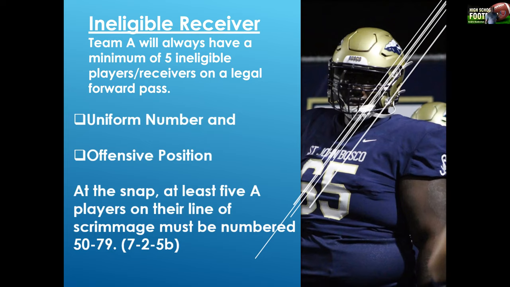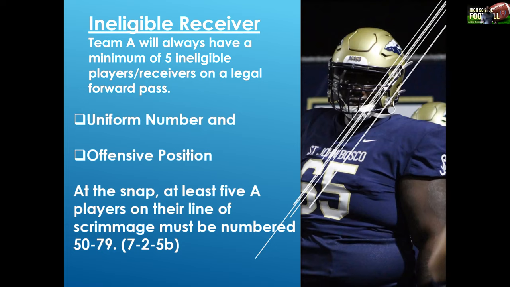Not saying they can't be a running back and get a handoff. Not saying you can't hand the ball to them forward if they're positioned as a legal back. But when it gets down to a forward pass, they're considered an ineligible receiver and can't be downfield when a pass is thrown, and go past the expanded neutral zone. We'll look at that. So 50 through 79 and their position, we're going to look at offensive positions.